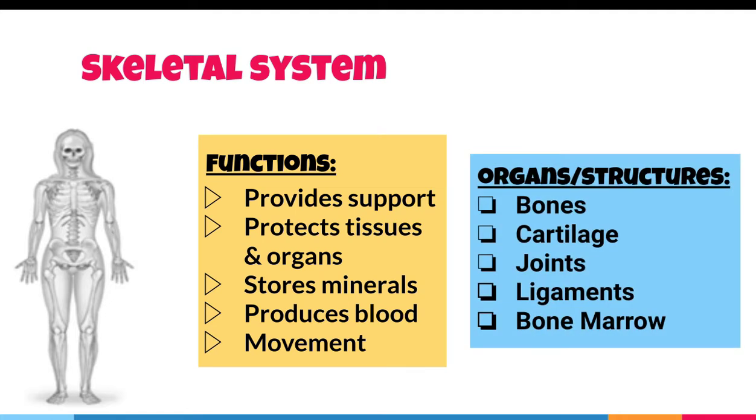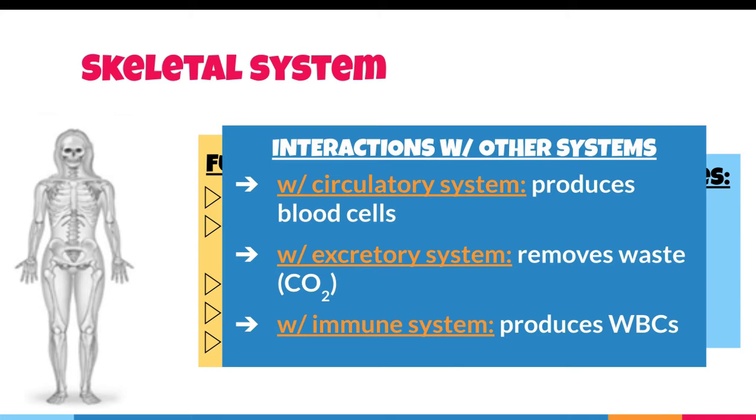Our bones, cartilage, joints, ligaments, and bone marrow are all part of the skeletal system. This system interacts with the circulatory system to produce blood cells, as I mentioned earlier. So this happens in the bone marrow. Also with the excretory system to remove waste. And then with the immune system, we're producing white blood cells.